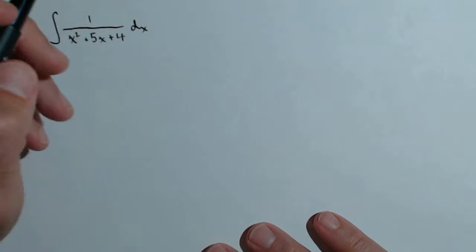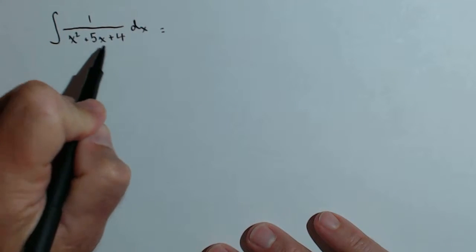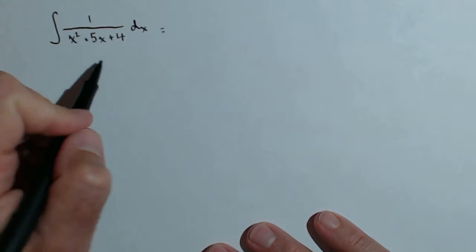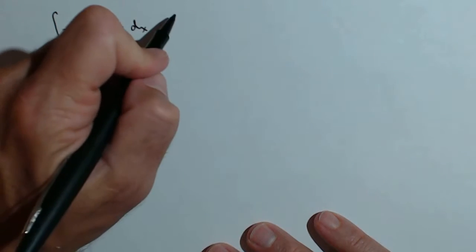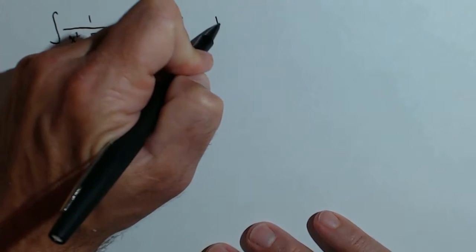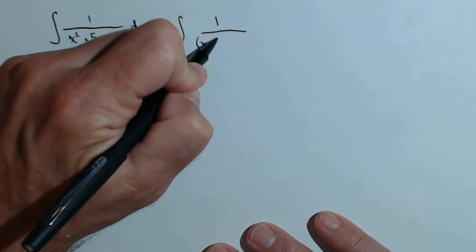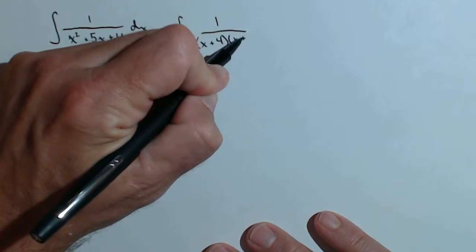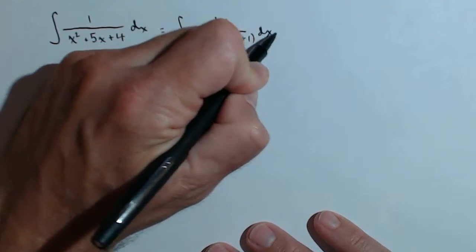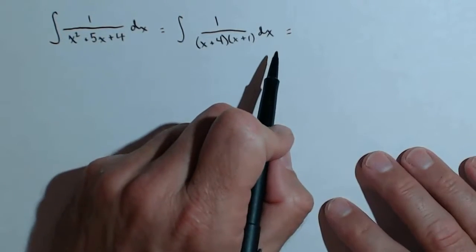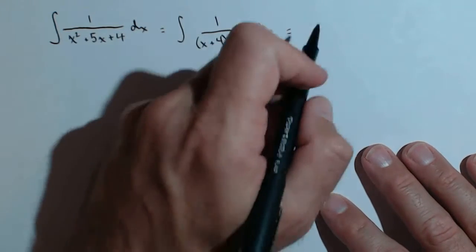So we're going to do the following indefinite integral. And one thing we should notice right away is the denominator factors, because we can't use a u sub. So let's factor the denominator and see what happens. So we have x plus 4 times x plus 1 dx. So that makes this a very good candidate for partial fraction decomposition.